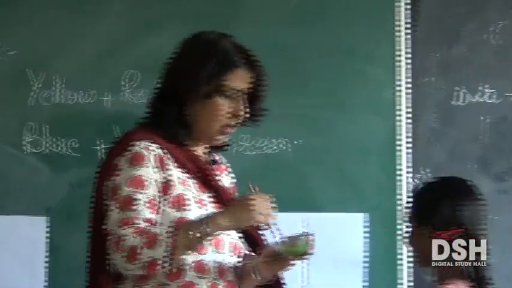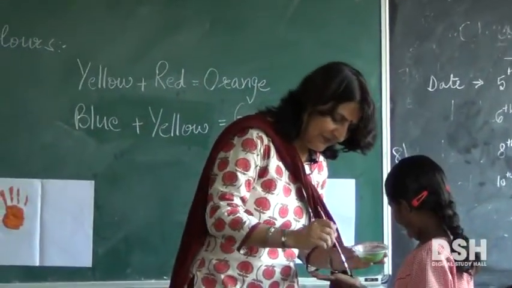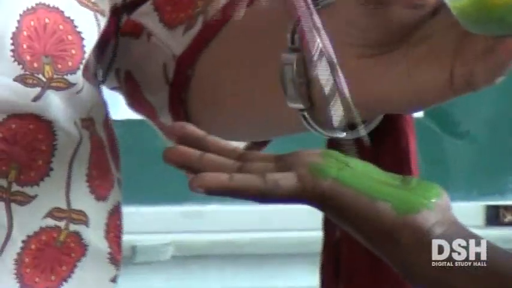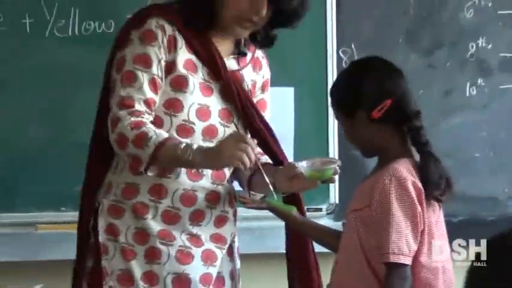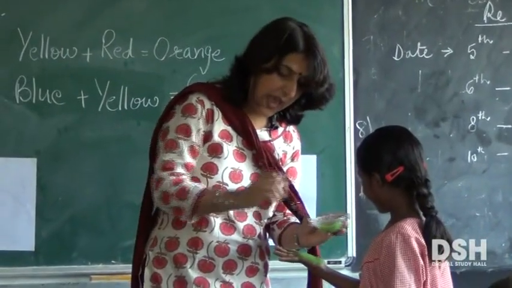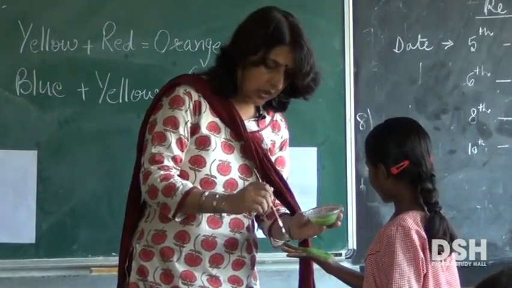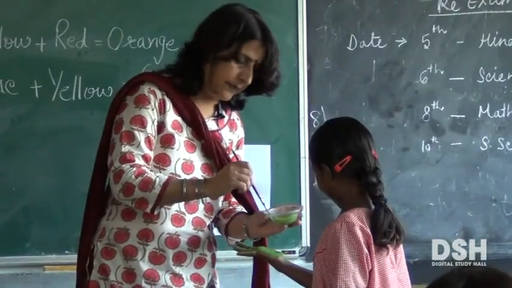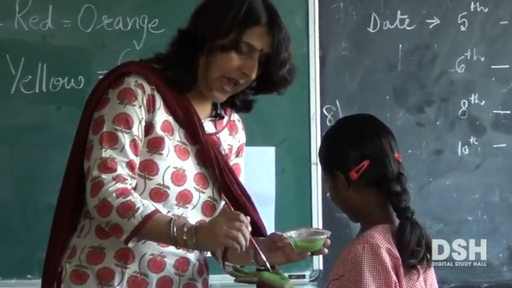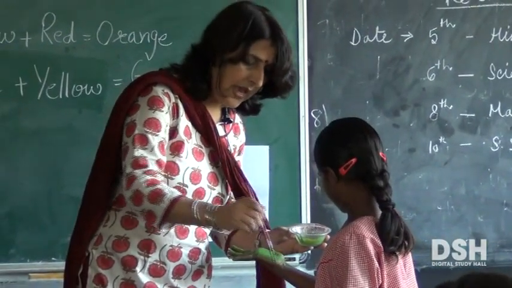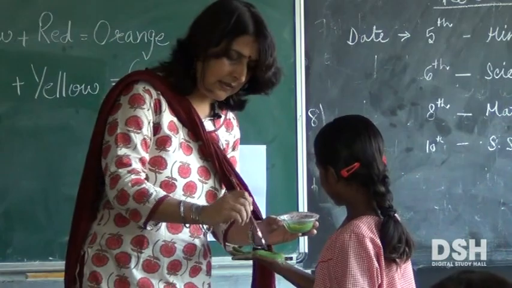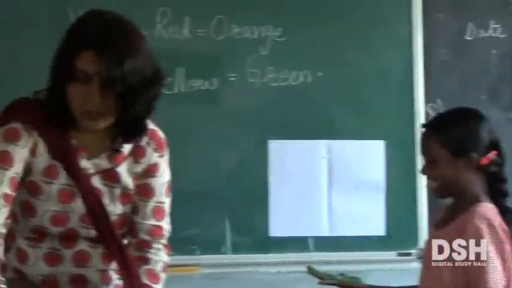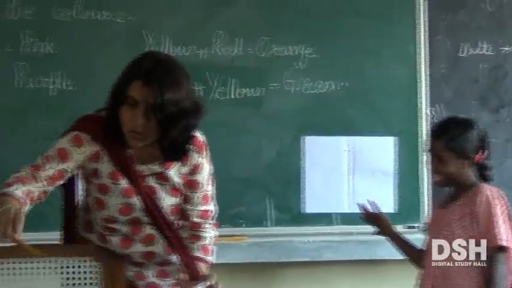Come, who will come? Give me your hand. Green color. Kulvanti, you love green color? Can you tell me some names which are green in color? Green, what is green? Tell me. Tree. And? Coriander, capsicum, lady finger, and beans, guava. Okay. Wow, you are so intelligent. You know all the colors, na?